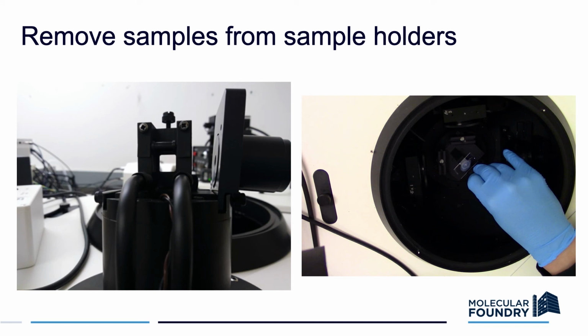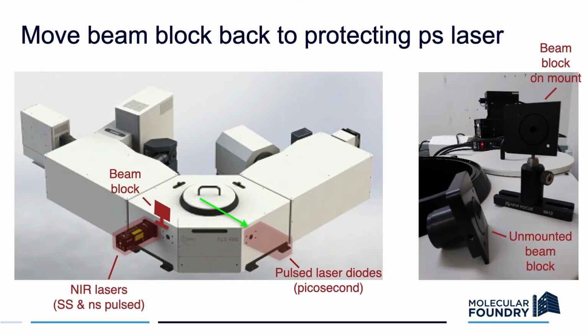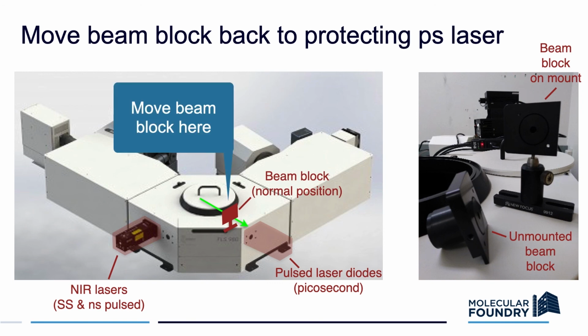Next, remove your samples from the sample holders and make sure to put them away. Don't leave them around the spectrometer. In general, when you're done with the instrument, you want to return the Edinburgh back to its original configuration because those are the default settings. In this case, since we had moved the beam block in front of the near-infrared lasers, we now want to remove that beam block and place it again back in front of the picosecond diode lasers.